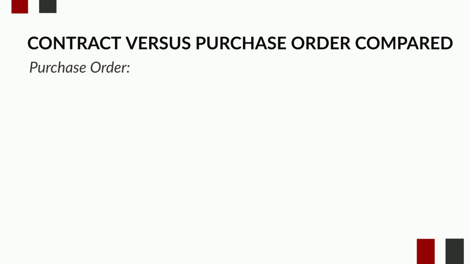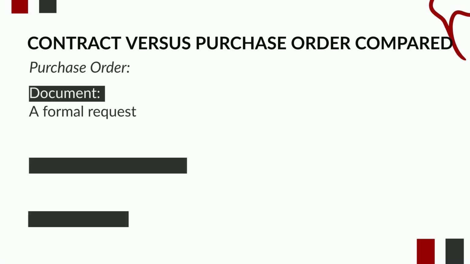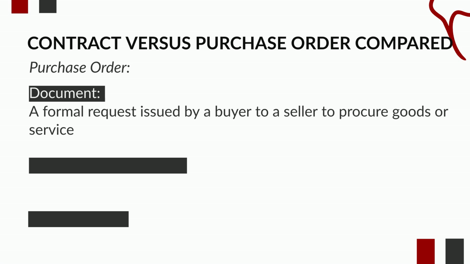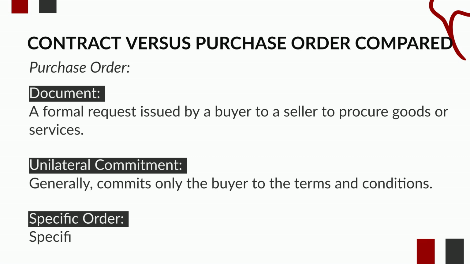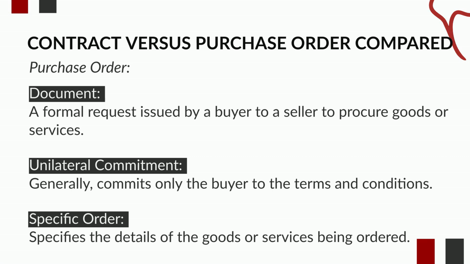Purchase order. Document. A formal request issued by a buyer to a seller to procure goods or services. Unilateral commitment. Generally, commits only the buyer to the terms and conditions. Specific order. Specifies the details of the goods or services being ordered.